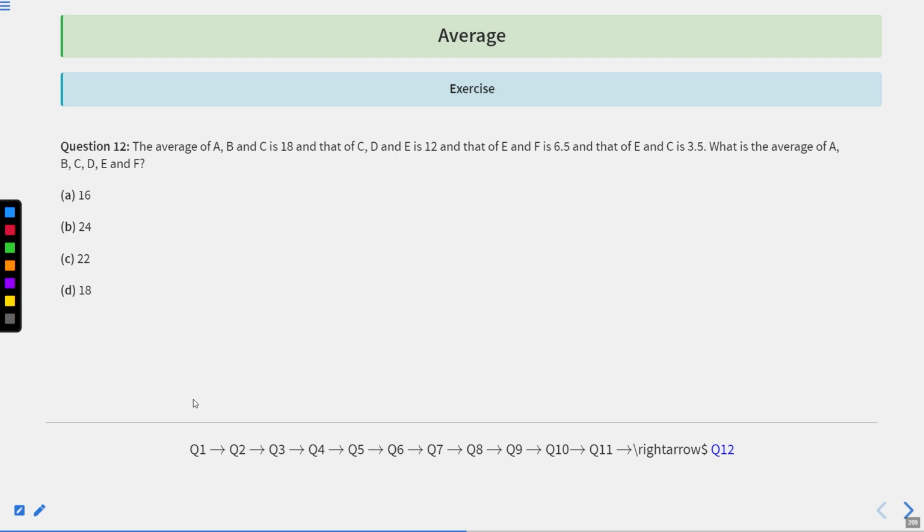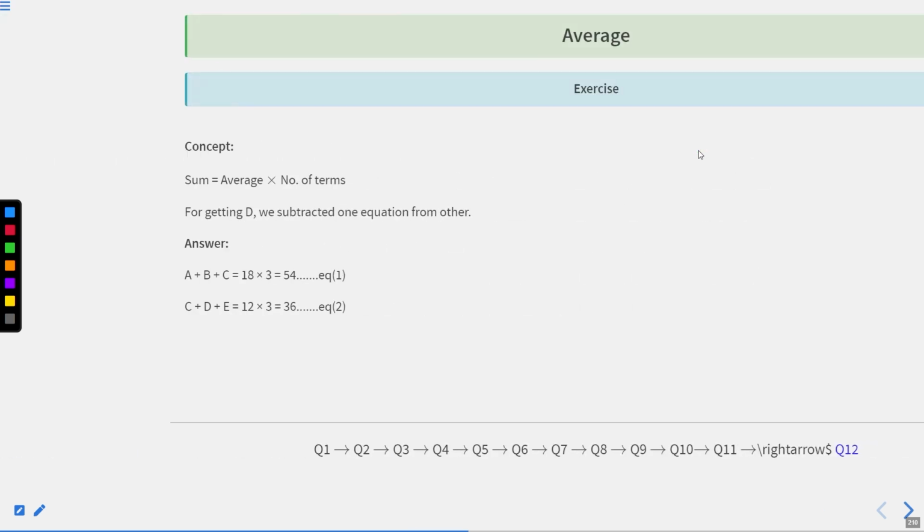So moving on to the last problem, that is question number 12. The average of ABC is 18 and that of CDE is 12 and that of E and F is 6.5 and that of E and C is 3.5. What is the average of A, B, C, D, E and F? The averages of ABC, CDE, EF and EC are given to us, and we are interested in the combined average of A, B, C, D, E, F.